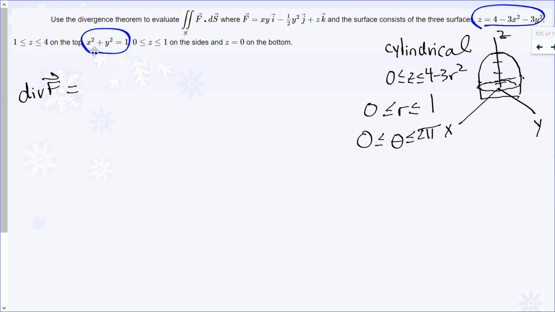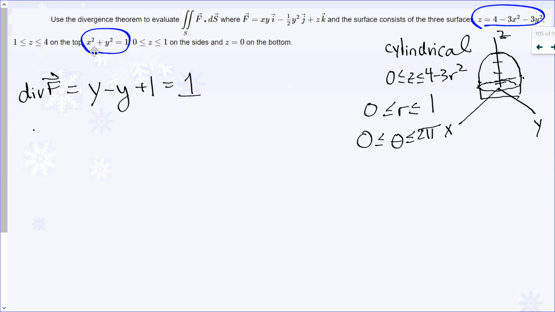So we're going to have to take the partial with respect to x of our x component. So that's going to be y. Partial with respect to y of our y component, that's going to be negative y. Partial with respect to z of our z component, that's going to be 1. So the divergence is going to be 1. That is just a coincidence. Don't count on that moving forward.